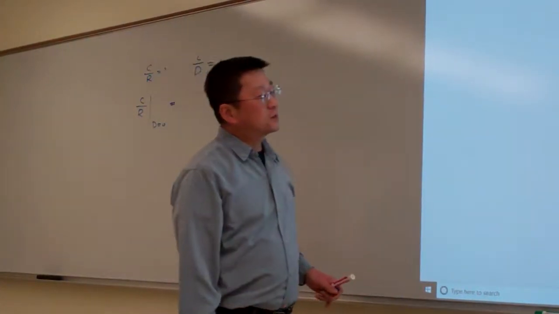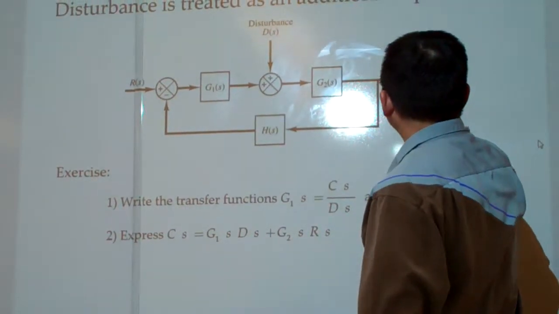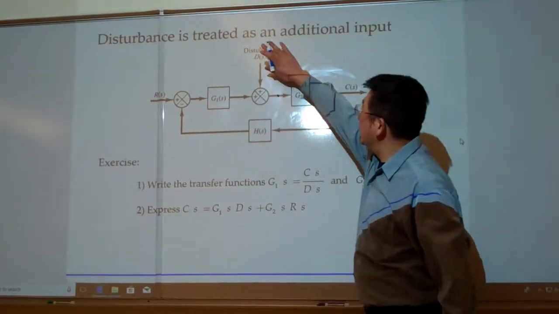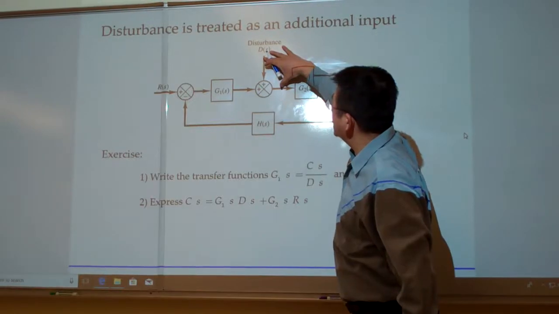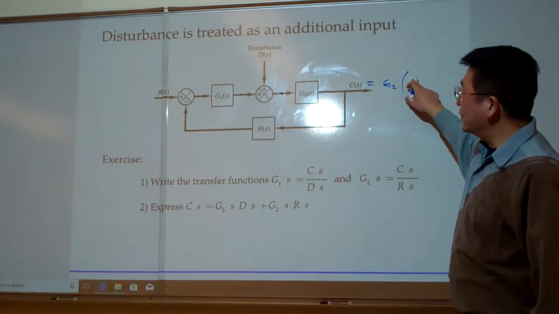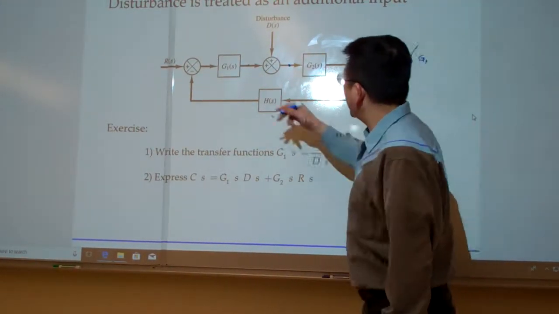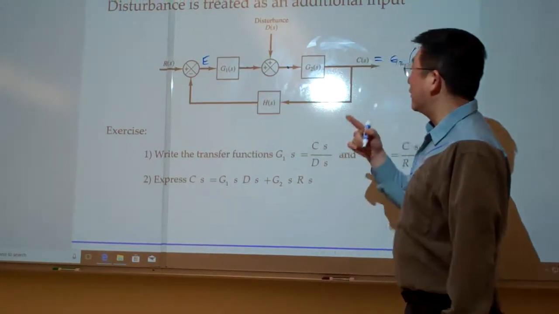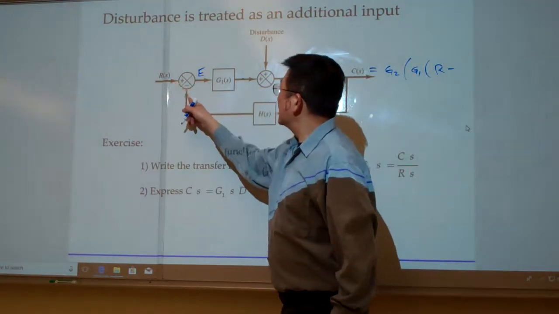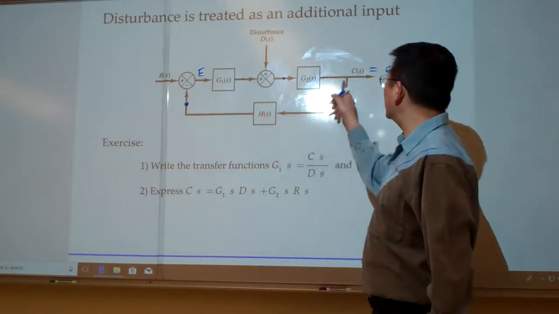From here we can work graphically. C equals G2 multiplied by the signal here. When D equals 0, the signal at this point equals the signal here. Now we multiply that signal, which at this point is G1 multiplied by, let me call this E. And what is E? E equals R minus this one, and this one is equal to H times C.